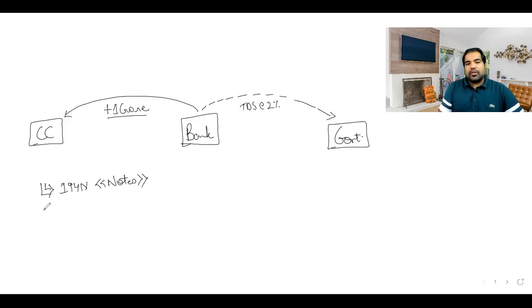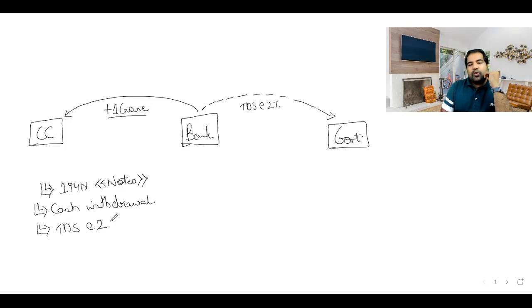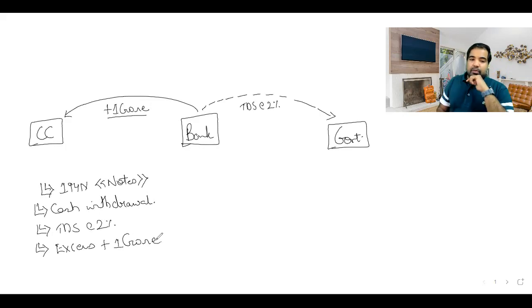If they withdraw so many notes, this is on cash withdrawal. The government doesn't like cash withdrawal, guys. You know it, demonetization, if you remember. The government doesn't like cash, and hence TDS will be at the rate of 2%. But the most unique part of this section is that every time the TDS was on the entire amount, but this time it's only on the excess amount above 1 crore. So if you withdraw 1 crore and 5 lakhs, only on 5 lakhs will there be TDS at the rate of 2%.